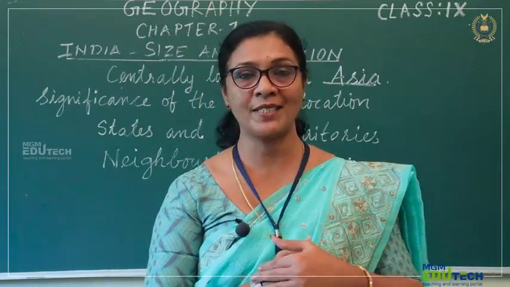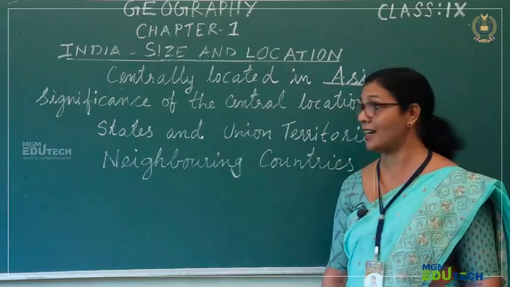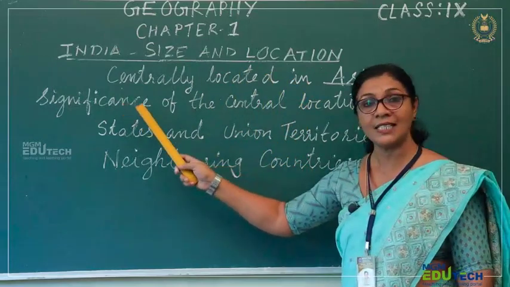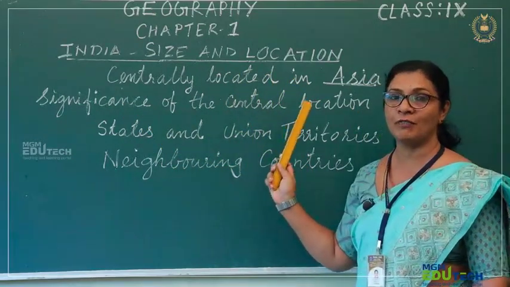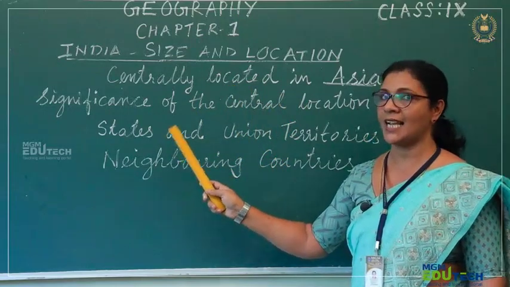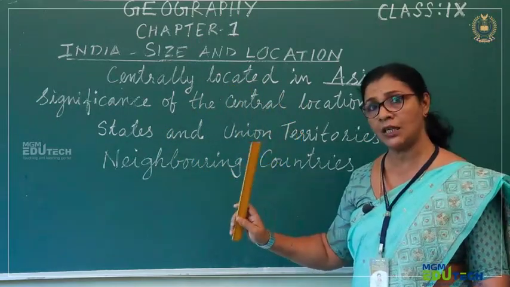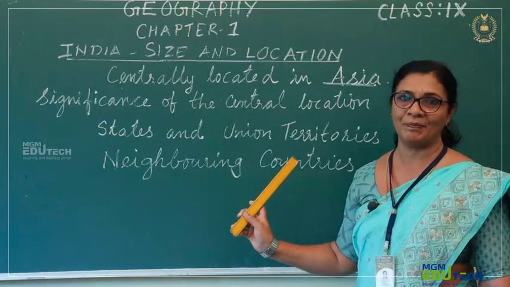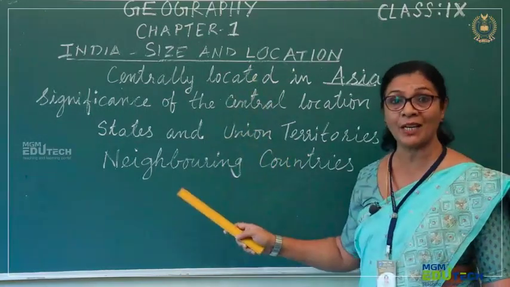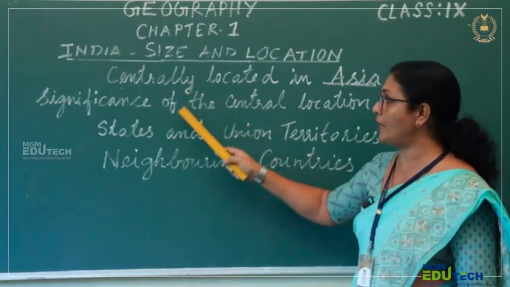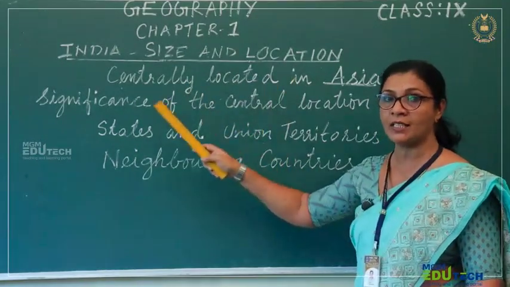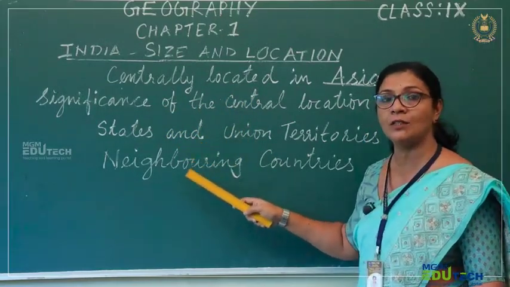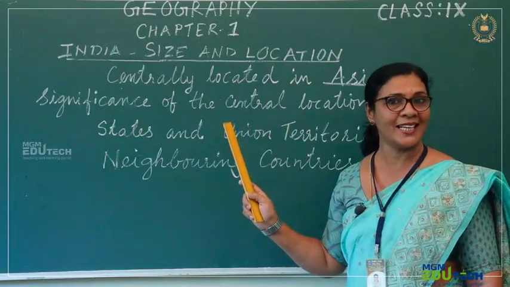And the topics we are going to learn today are the central location of India in the Asian continent, and what the significances of the central location of India are, and we will learn about the states and union territories of India, which you have already learned anyway. We will just recall, and we will learn about the neighboring countries of our country. These are the topics we are going to learn through this video. The first two topics, the central location of India in Asia as well as the significance, we learn through a world map, and the last two topics we will learn through the political map of India. Okay, right? Shall we go?